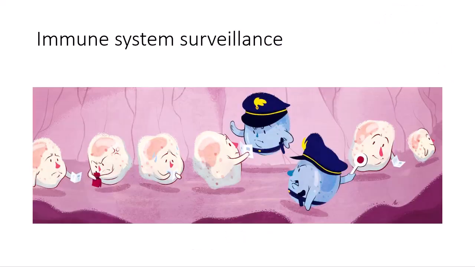Here's a fun cartoon that demonstrates this concept. You have two officers who are the white cells, and they are checking the identification of these other cells within the body and making sure that they, in fact, are part of the body. The immune system actually roams through all of our tissues throughout our whole body, and this function of immune system surveillance is happening all the time.